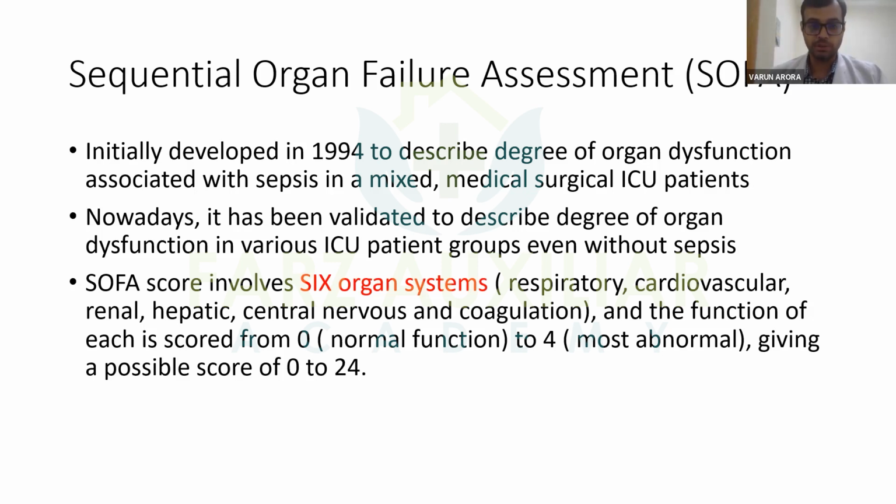So, SOFA score involves 6 organ systems, that is respiratory, cardiovascular, renal, hepatic, central nervous, and coagulation. And the function of each is scored from 0 to 4, 0 being the normal function and 4 being the most abnormal function, giving a total possible score of 0 to 24. 6 organ systems multiplied by 4, the worst outcome will be 24.